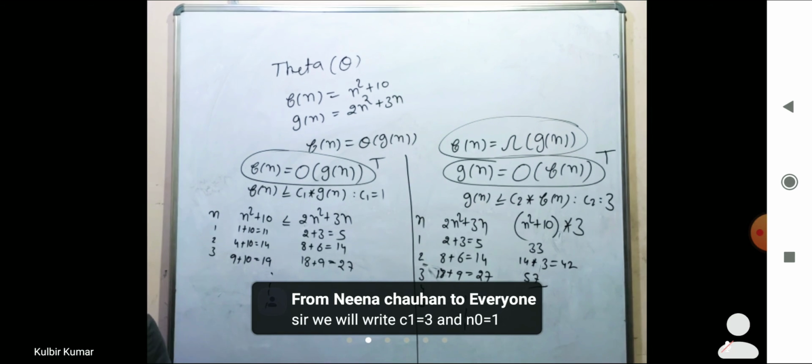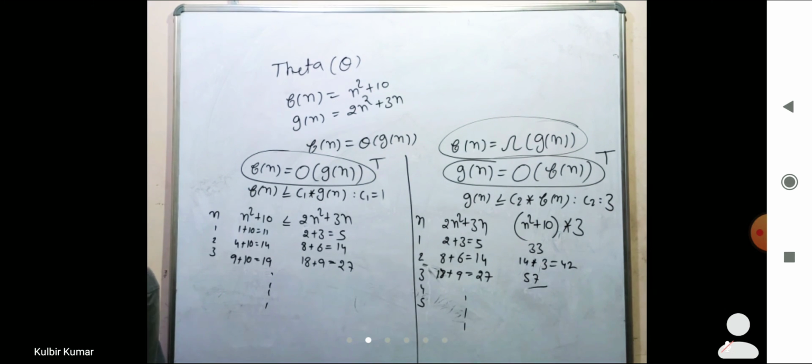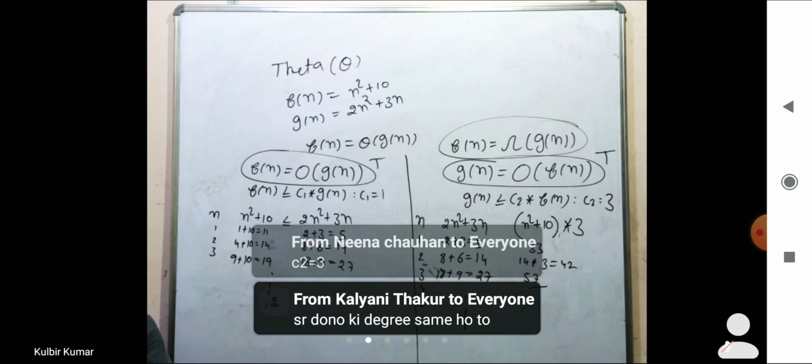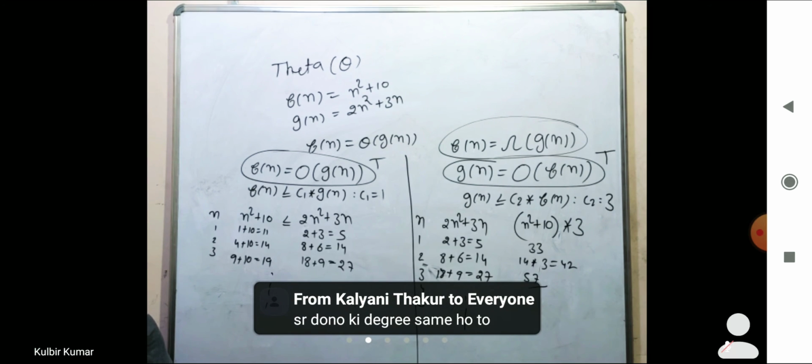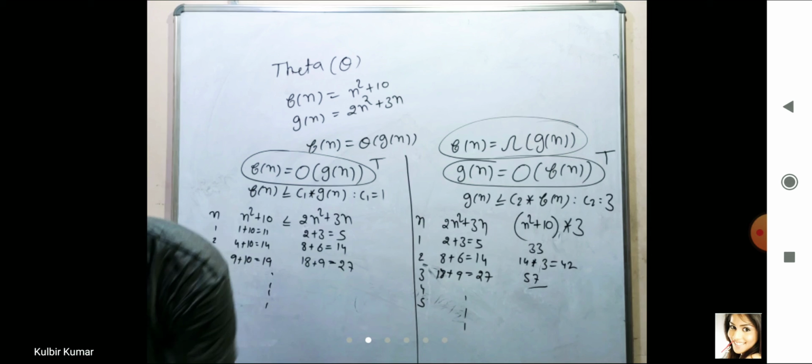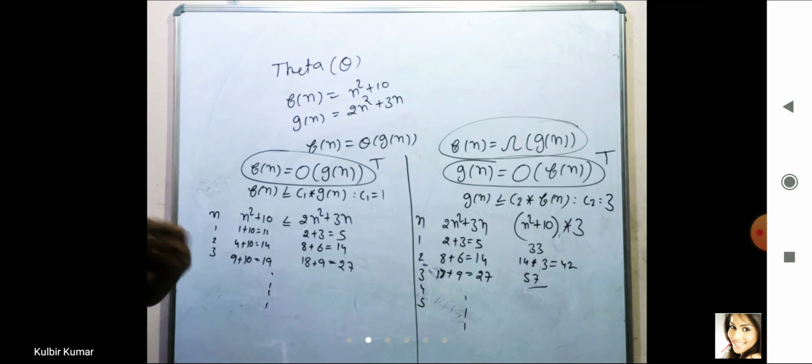Nina is saying that we will write C1 is equal to 3 and N naught is equal to 1. Of course, N naught is equal to 1. C2 is equal to 3. Of course, Kalyani, you are right. So Nina, her doubt was C1 equal to 3 and N naught equal to, no, C1 equal to 1.